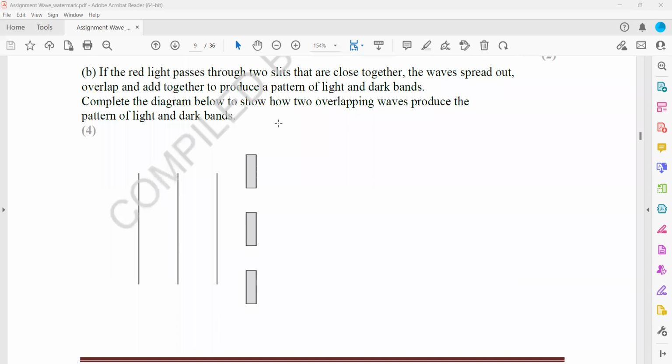If red light passes through two slits that are close to each other, the waves spread out and overlap together to produce a pattern of light and dark bands, or fringes. Complete the diagram to show how the overlapping of waves produces a pattern.